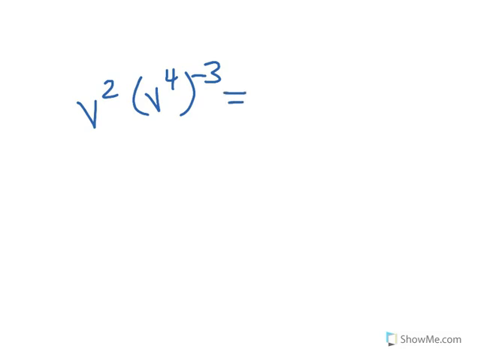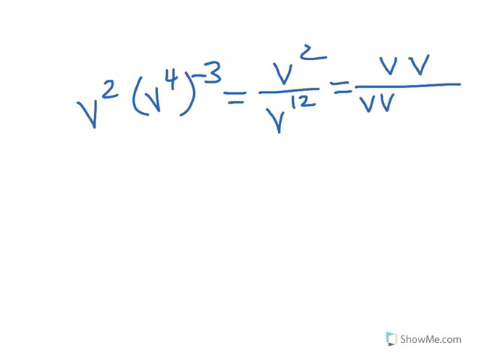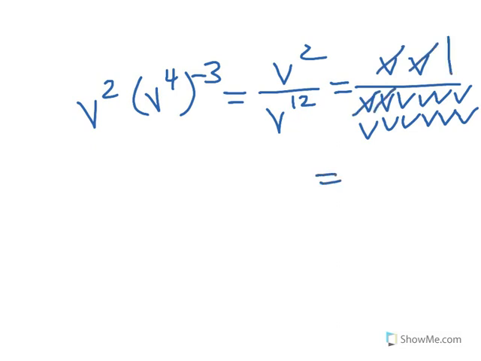Consider this one. First, we need to rewrite our negative exponent, and negative exponents mean that the powers don't belong in the numerator of fractions, they belong in denominators. So this should be v to the 12th on the bottom. Well, now we have a situation where we have 2 v's on top and 12 v's on the bottom. Two of those can go away. You end up with 1 over v to the 10th.